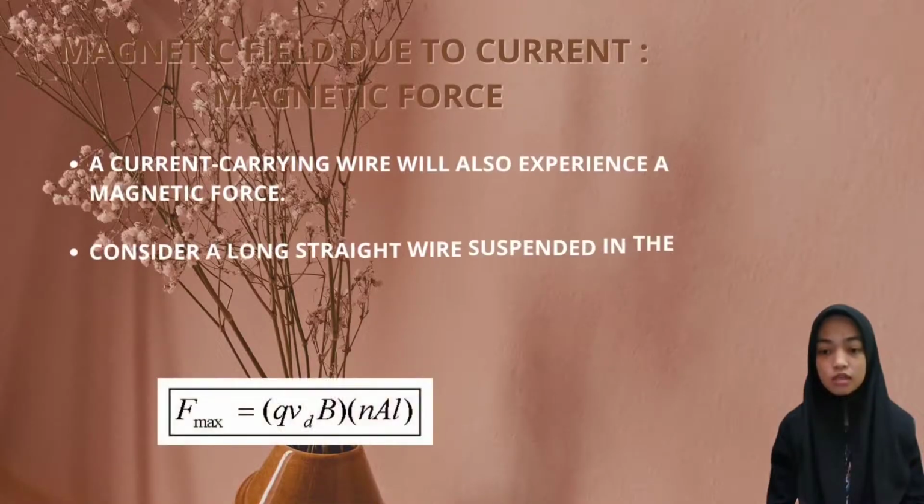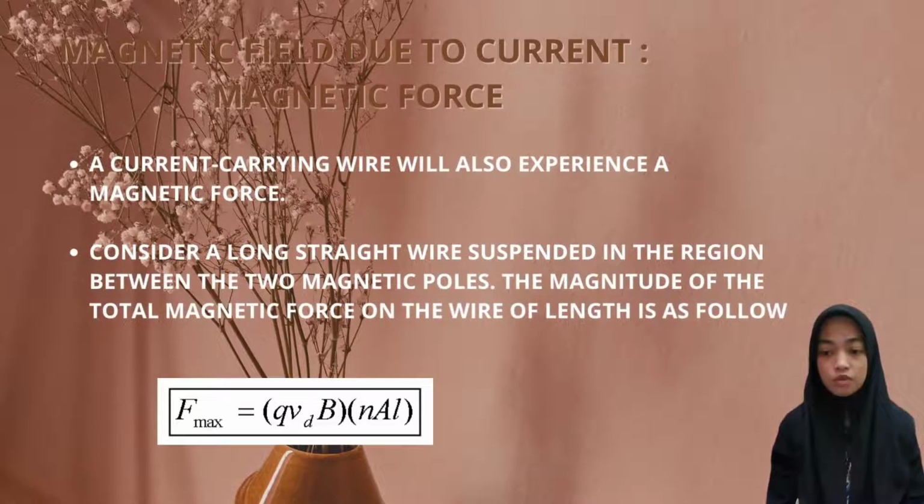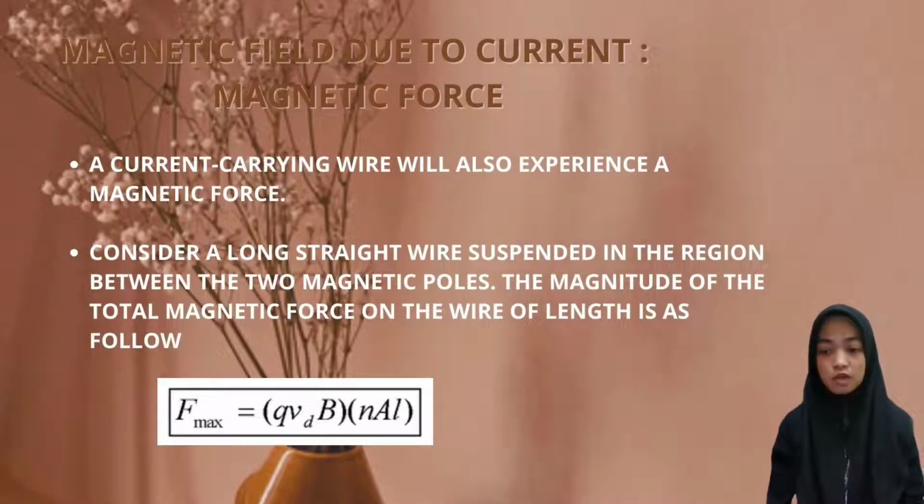Next is current carrying wire. We also experience a magnetic force. Consider a long straight wire suspended in the region between the two magnetic poles. The magnitude of the total magnetic force on the wire of length L is as follows. Total force equals force on each charge carrier multiplied by total number of carriers.